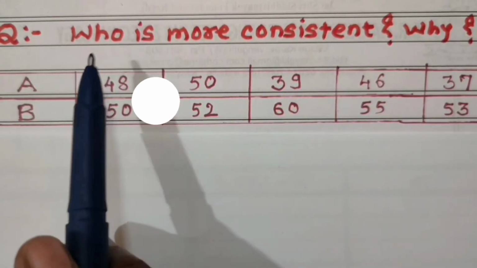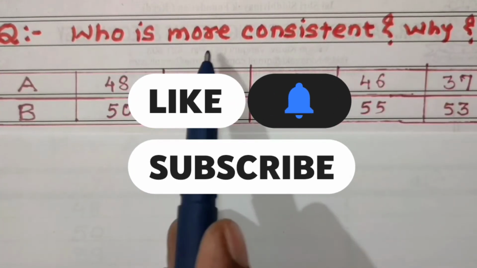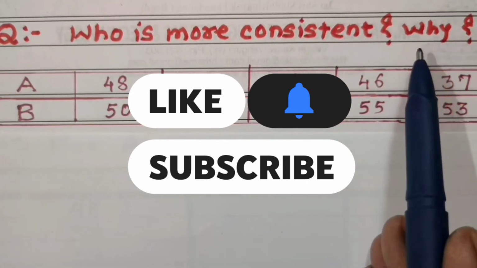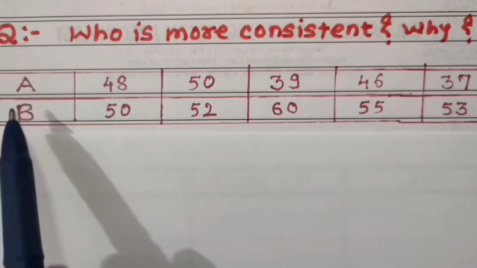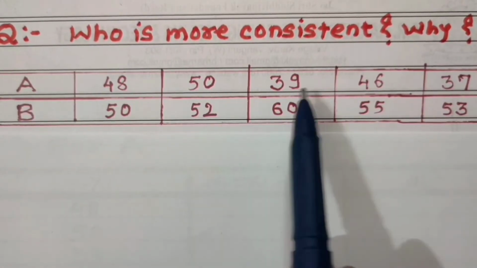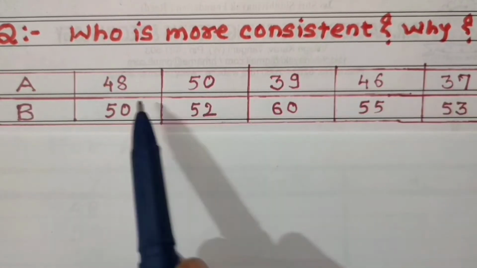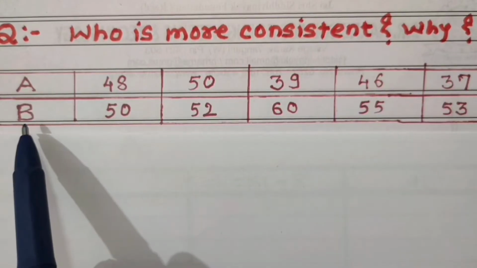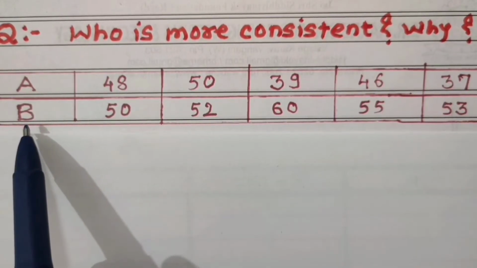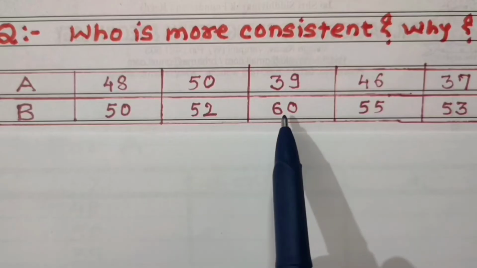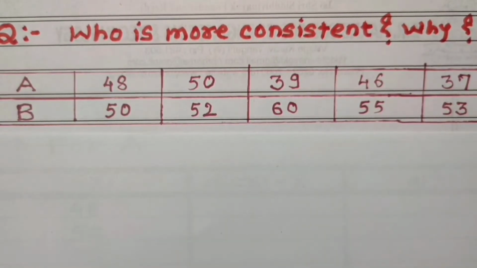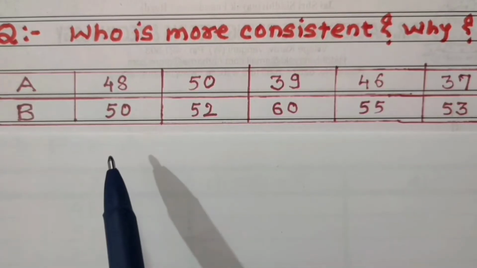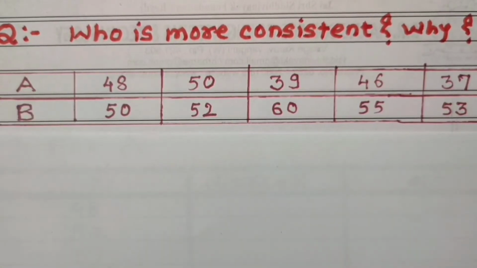Solve this sum. Who is more consistent and why? The given statistical data is for A, its values are 48, 50, 39, 46 and 37, which is individual or raw data. And values of B are 50, 52, 60, 55 and 53. This is also individual data. So we have to check who is more consistent, either A or B. Let us solve this sum.